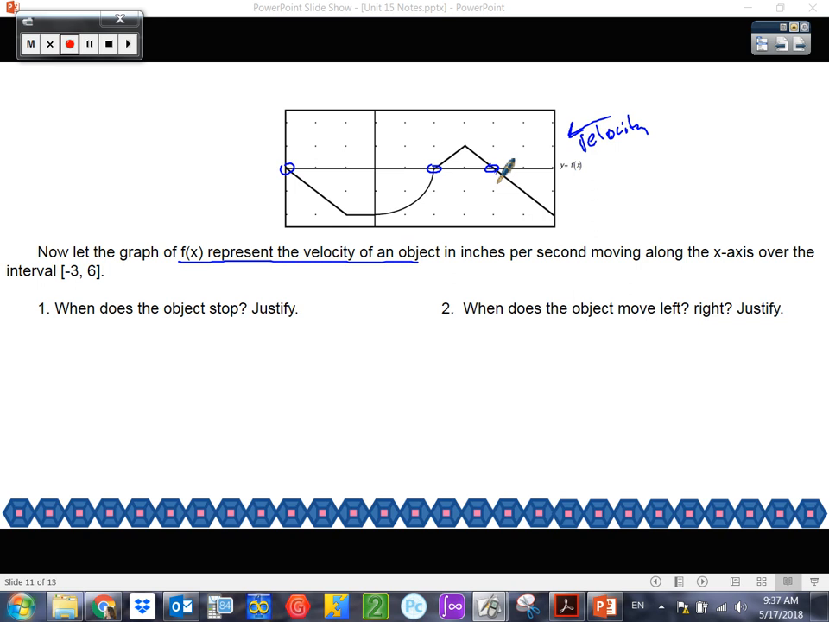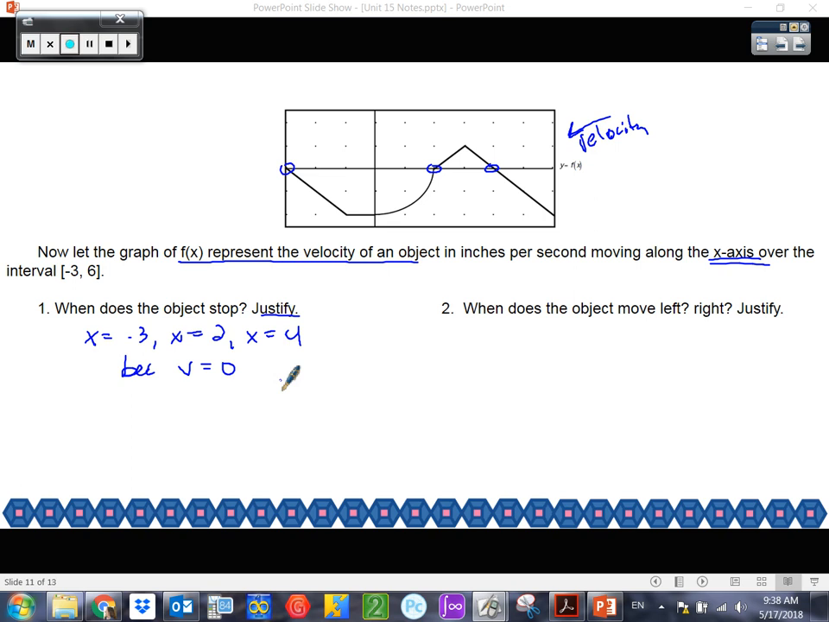So when does the object stop? And this is using the variable x. They're saying it's the x-axis, so we can use x's. A lot of times it's t, but that's fine. So it stops at x equals -3, at x equals 2, and at x equals 4. And our justification is because v equals 0. That's really all you have to do to justify it. If you don't want to say that, you could write it out in words, because velocity is 0, but you don't have to. It's perfectly acceptable to write it just like that.